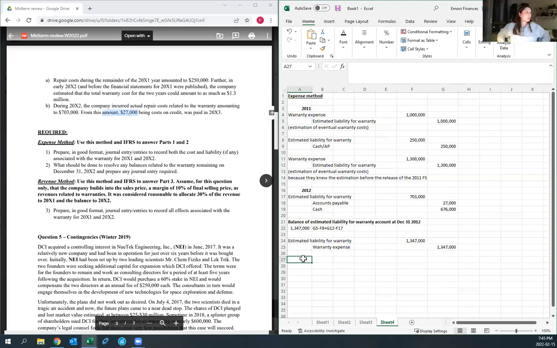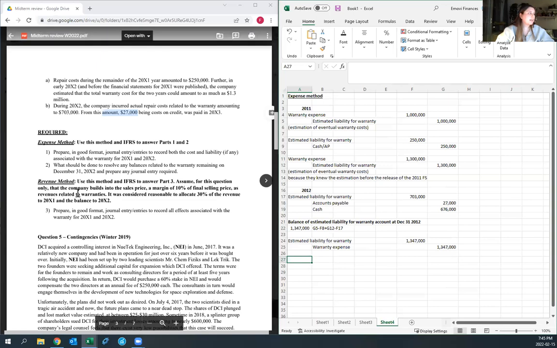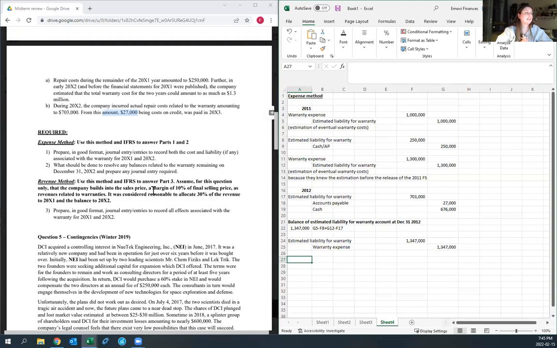Now, under the revenue method, we're going to do all the journal entries, but they're giving us a little bit more information here. So assume for this question only that the company bills into the sales price a margin of 10% of final selling price as revenues related to warranties. It was considered reasonable to allocate 30% of their revenue to 2011 and the balance to 2012.